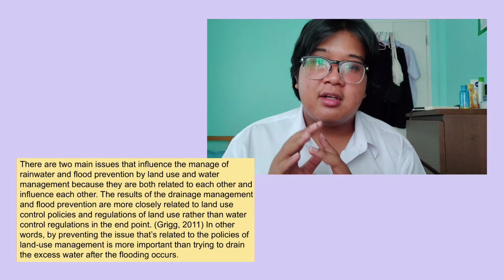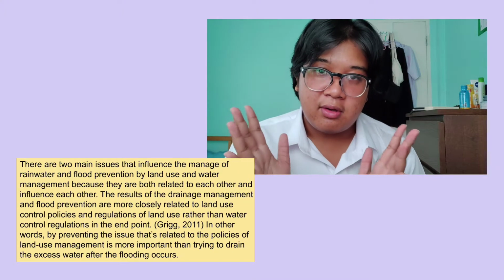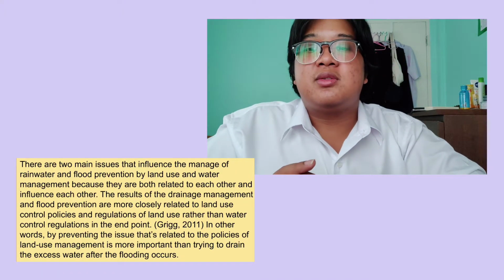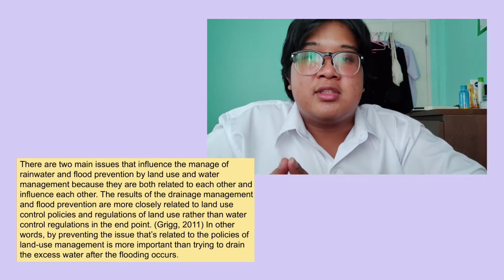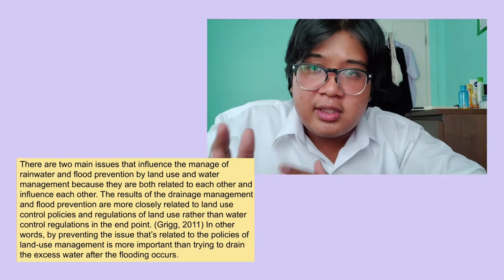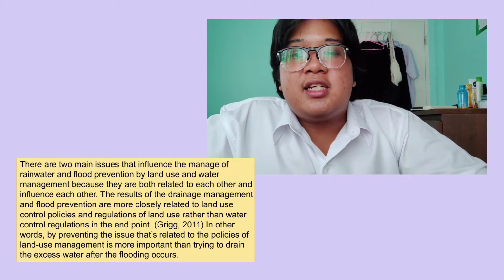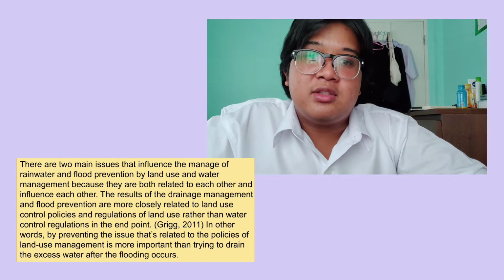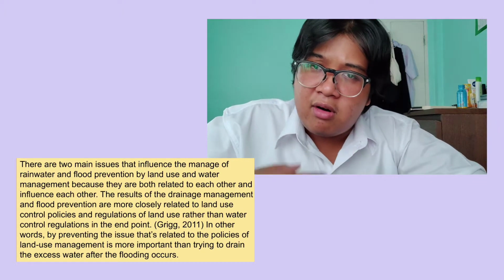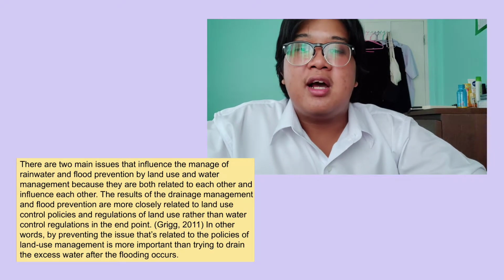The results of drainage management and flood prevention are more closely related to land use control policy and regulation of land use than water control regulation in the end. In other words, preventing the issue through land use management policy is more important than trying to drain the excess water after the flooding occurs.